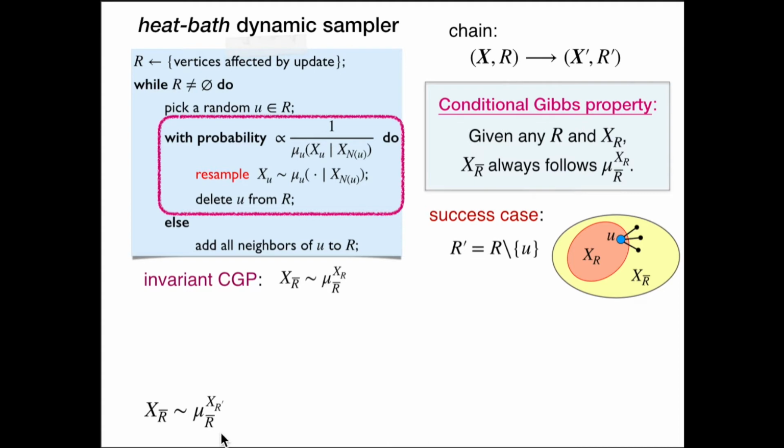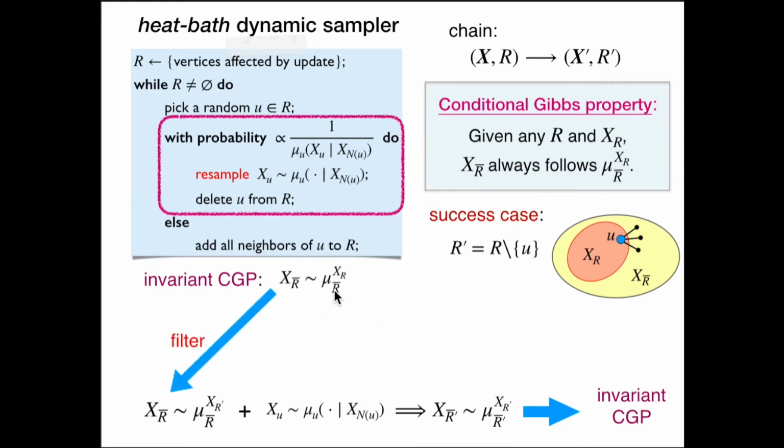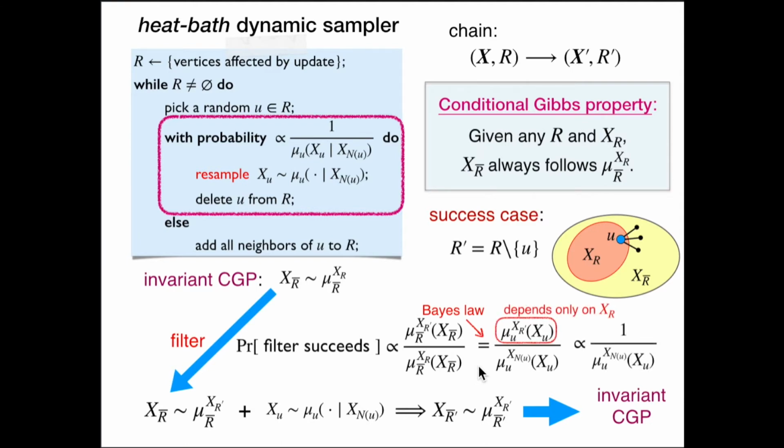This one below is our goal, because if we have this, then resampling the spin of U from its marginal distribution will extend this X_R bar by one vertex U, becoming an R prime bar. And by a simple chain rule, it must be distributed correctly, satisfying the invariant of the conditional Gibbs property for the next step. So in order to transform this marginal distribution above, provided by the invariant for the current step, to this one below, which implies the invariant for the next step, we introduce a filter that succeeds with probability proportional to this ratio between these two marginal probabilities. Here it is the R prime. Calculated by Bayes' theorem, it is inversely proportional to this marginal probability.